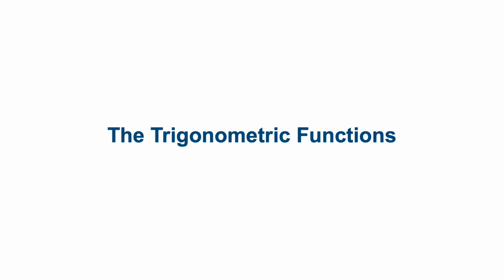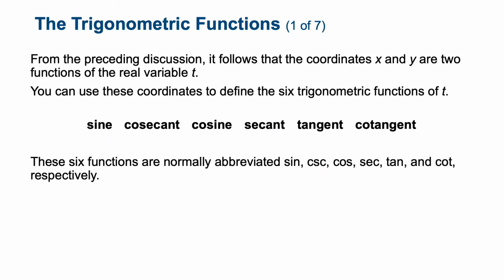Okay, trig functions. So let's see here. From before, we know that the x and y coordinates are two functions of t. So we can use those coordinates to define t, okay? So we have here sine, cosecant, cosine, secant, tangent, and cotangent. Sorry, I have to show you guys SOHCAHTOA. That's one way to remember it, and we'll go over that in a second.